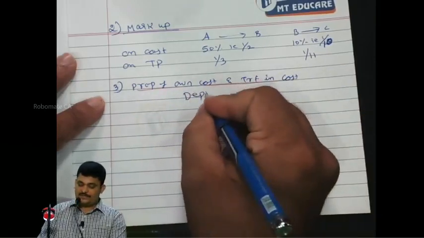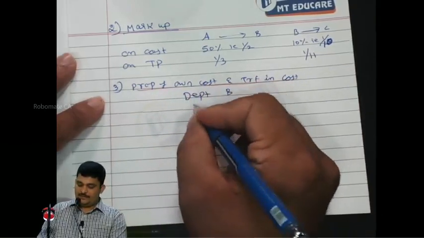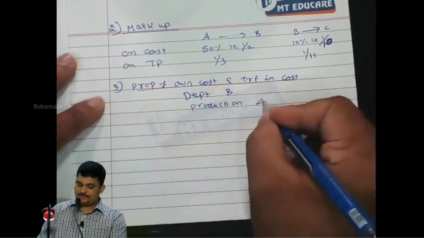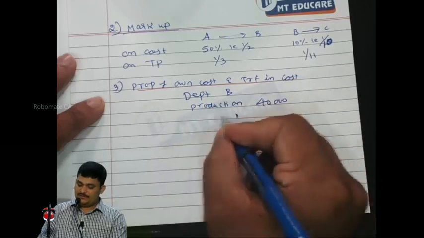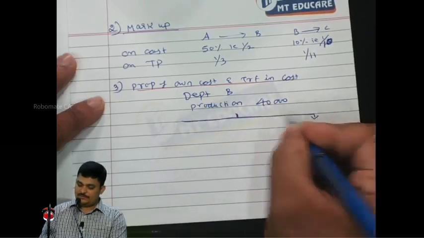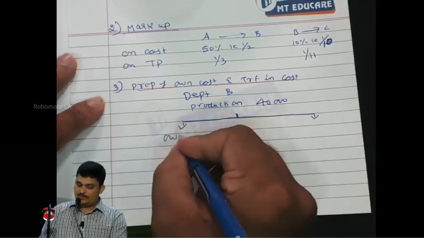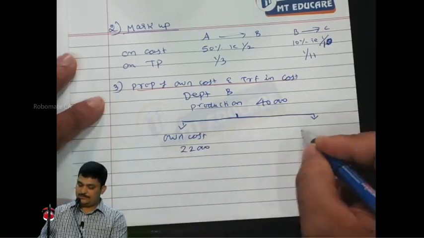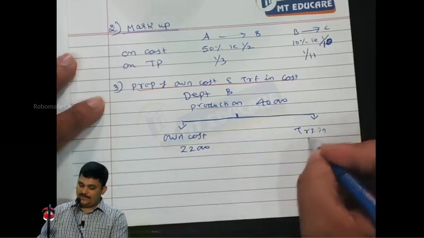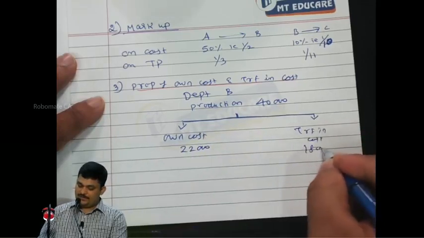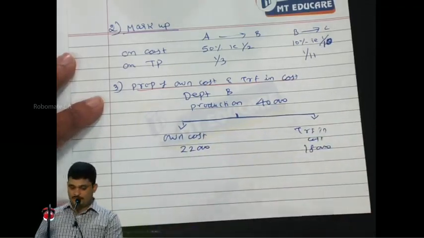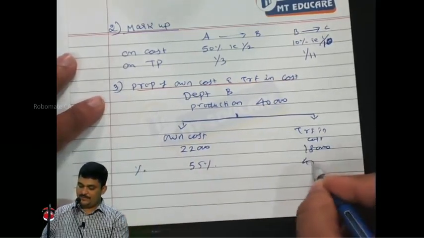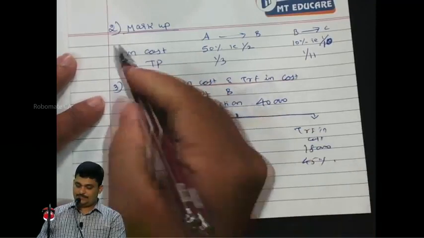For department B, production was 40,000. Own cost 20,000. Transferring cost 18,000. So the percentage is 55%, 45%.